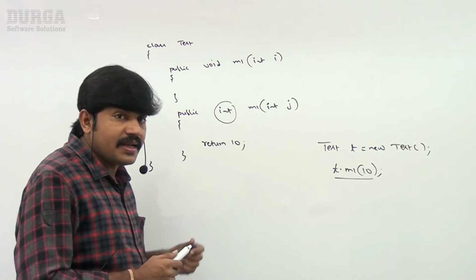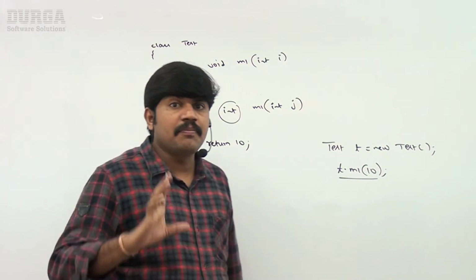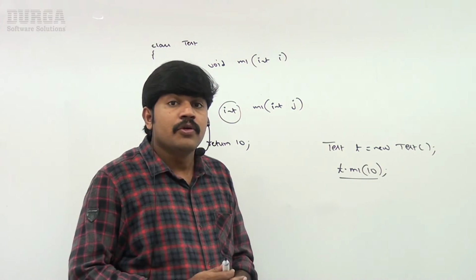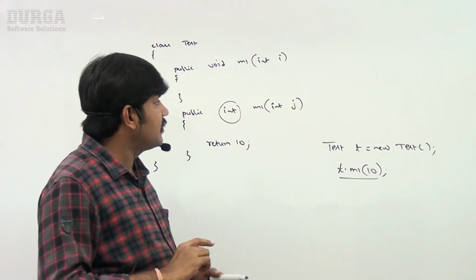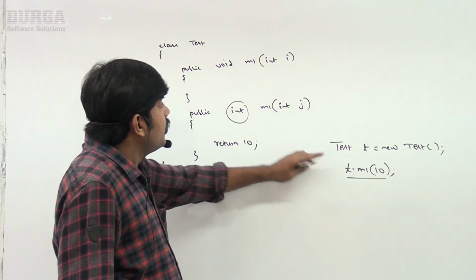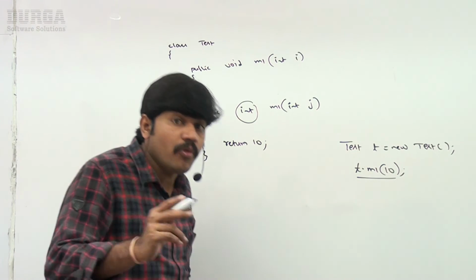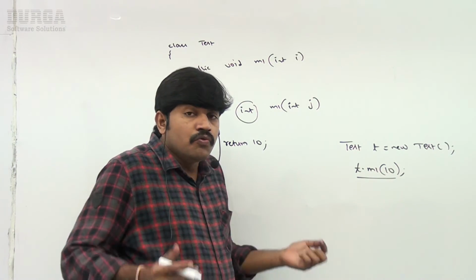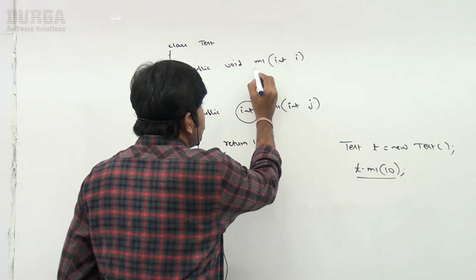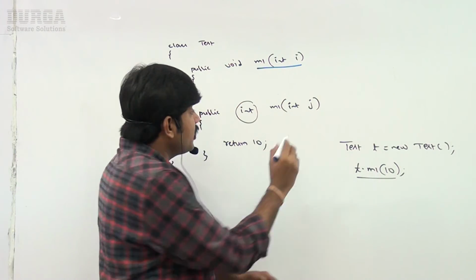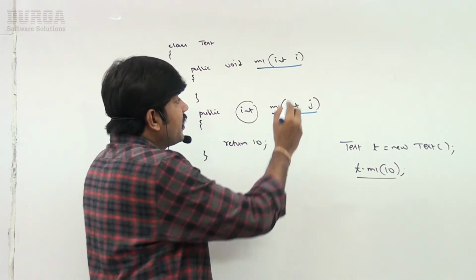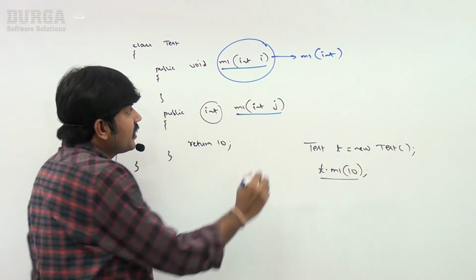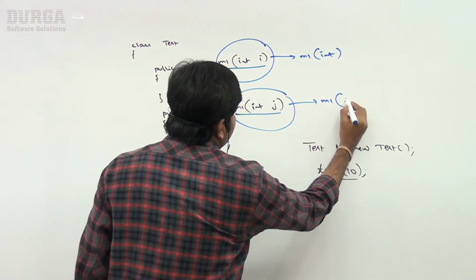If you write like this, immediately we are going to get a compile-time error. What is the reason? Within the same class, two methods with the same signature are not allowed. Whenever you call like this, which method has to respond? This method matched, and even this method also matched. What is the signature of this method? m1 of int. And of this method? m1 of int.